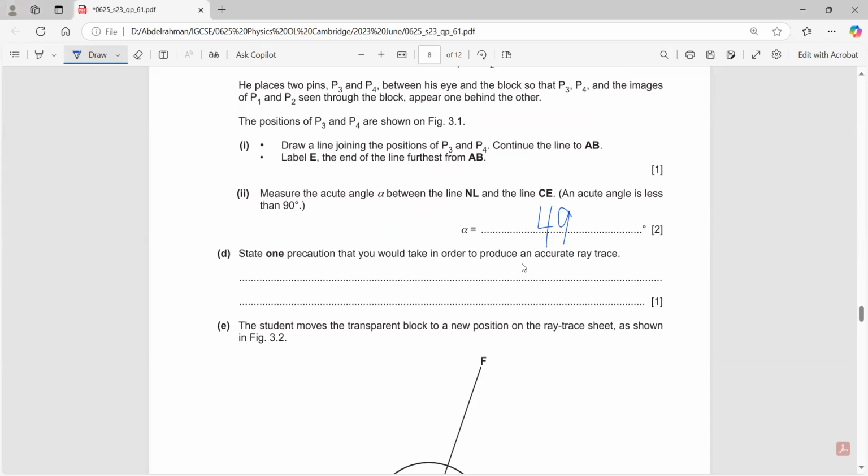State one precaution that you would take in order to produce an accurate ray trace. What are the main precautions while drawing this ray trace? You need to use thin lines or view the bases of the pins. These are all correct.